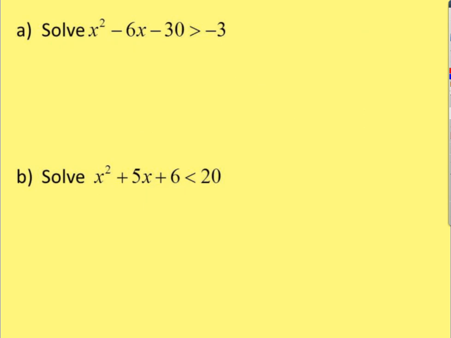Now let's take a look at B. We're going to do the exact same concept. Take everything to the left first, and then we are going to find our x values.